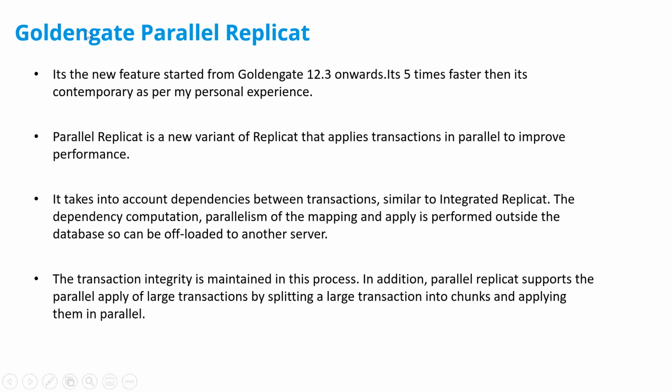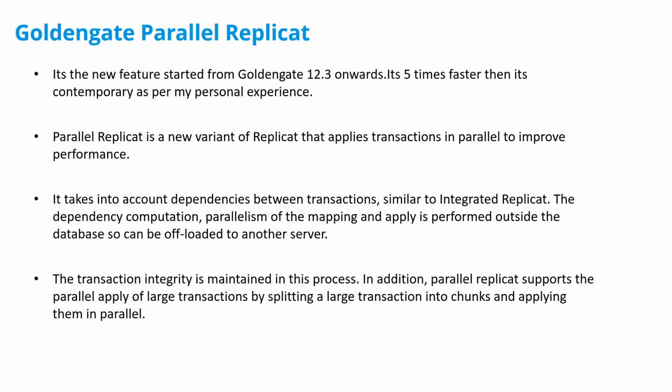There is a new replicate I was talking about, parallel replicate. It's a new feature started from GoldenGate version 12.3. As per my test, it's 5 times faster than its contemporary Oracle GoldenGate replicates. So if it is supported in your environment, choose the latest replicate, like parallel replicate. Parallel replicate is a new variant of replicate that applies transactions in parallel to improve the performance.